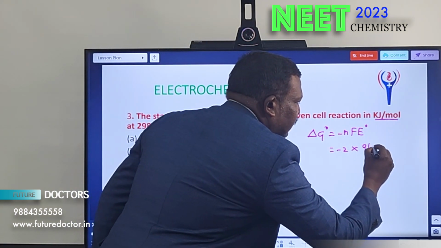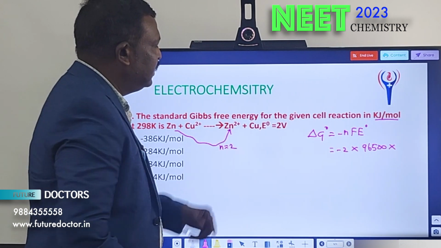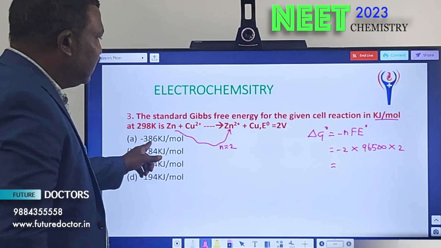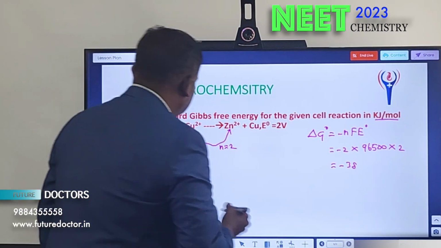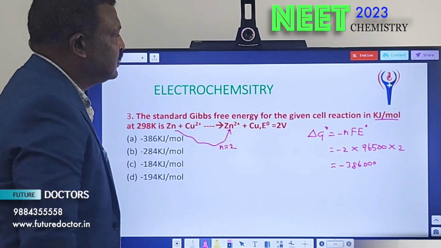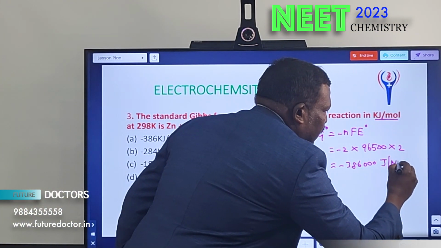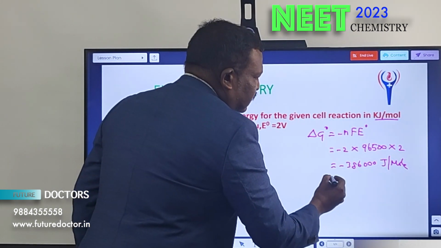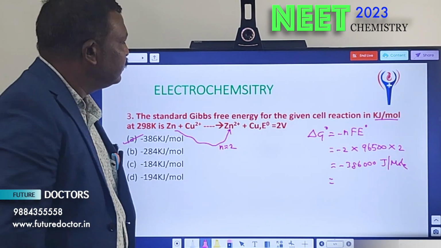Isn't it? 96500 coulomb, into E0 is given, simple. E0 value is 2. So if we multiply all this, we get minus 38, 6 will come. Understood? So this is in joule per mole. But they see the question, they're asking kilojoule per mole. So dividing by 1000, we get the answer, minus this answer. That's so simple.